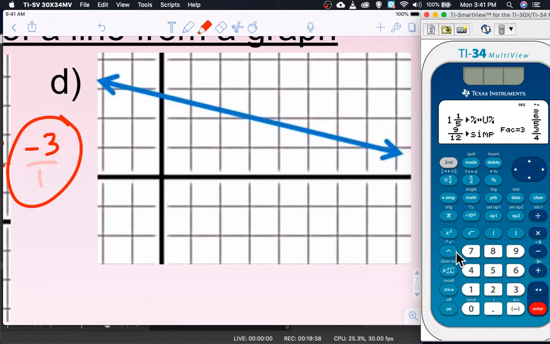All right, so you've seen 3 examples now, so I want you to try one. Take this letter D, pause the video, try it on your own. When you're ready to continue, hit play, and then let's go through it together.